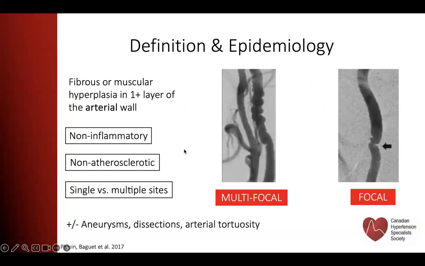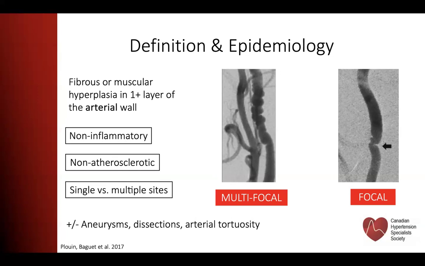So today we'll be speaking about fibromuscular dysplasia, which is a non-inflammatory, non-atherosclerotic disease of the musculature of the arterial walls, which leads to stenosis of small and medium-sized arteries. Aneurysms, dissections, and arterial tortuosity can also occur, but these are only considered FMD if in the presence of an FMD stenotic lesion, which is classified as either multifocal or focal.